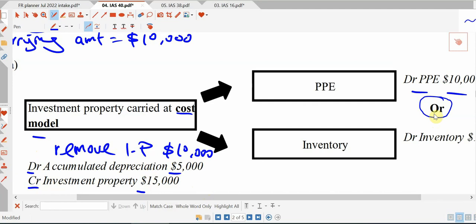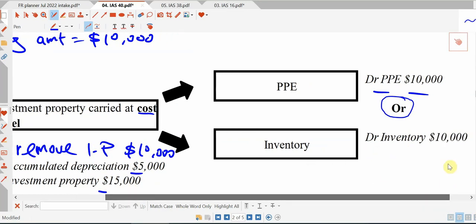So can I balance up my entry? Let me check. I credit $15,000, I debit $5,000, and then I debit one more $10,000. So the debit will be $15,000 and the credit $15,000. Can balance up. If I'm not using it as PPE, I can choose to sell it, inventory. So I just debit my inventory at $10,000. That's all, alright?